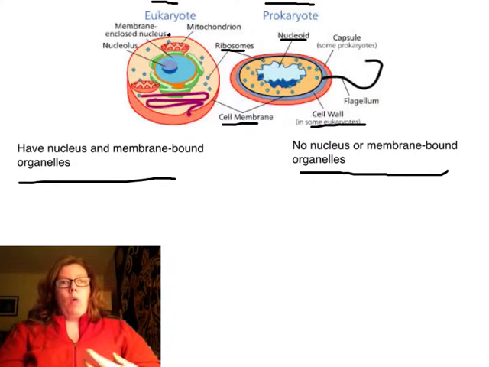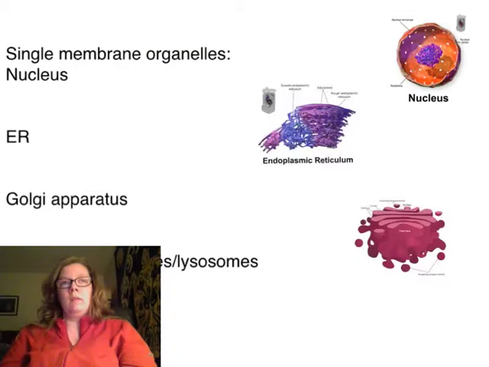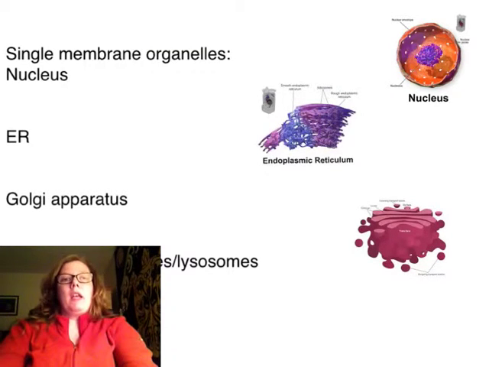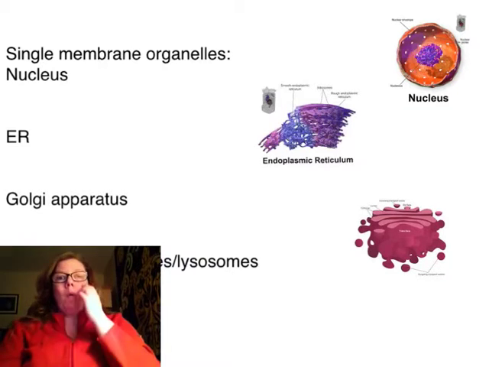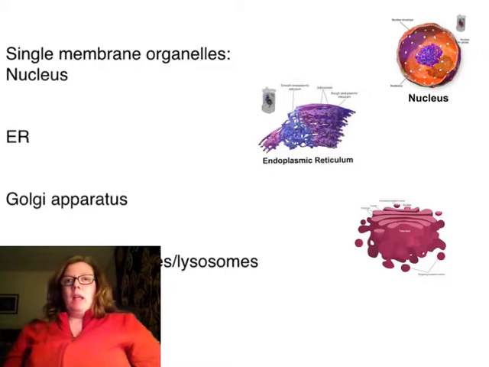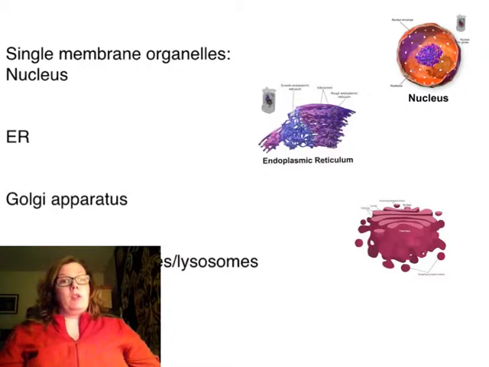Okay? Now, let's switch and look at what exactly are membrane-bound organelles, because you're hearing that. Let's talk about what it means to be a membrane-bound organelle. What we've got here is a list of organelles that are bound by one membrane. So they're made of one membrane and one membrane only.